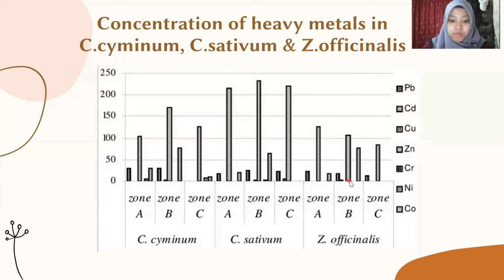that come from zone B showed the highest level of cobalt. This one, it shows the highest level of cobalt metal. The concentration for this one is 77.44 microgram per gram. Meanwhile, the cobalt contained in Z. officinalis procured from zone C is 77.97 microgram per gram, where these two concentrations are almost the same.